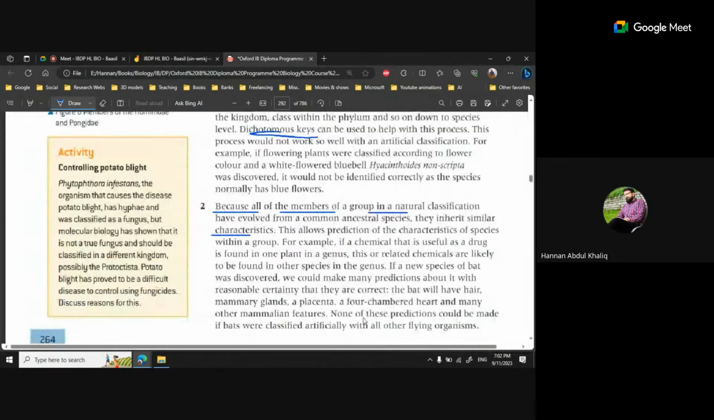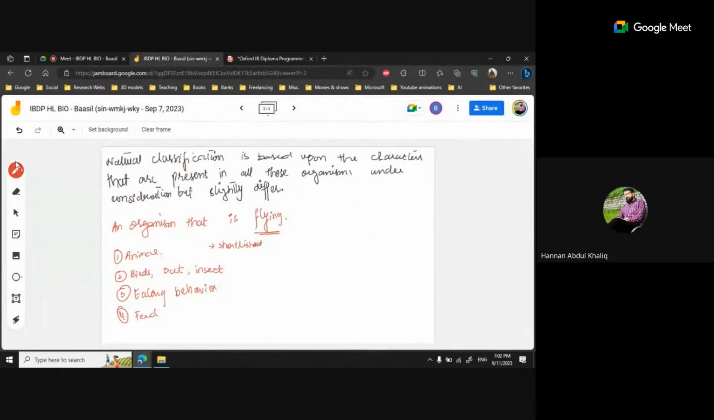They have given an example over here. For example, if a chemical that is used as a drug is found in one plant in a genus, this or related chemicals are likely to be found in other species in the genus. This is called inductive reasoning, in biology, in the scientific method, or even in philosophy. What is inductive reasoning? It is finding one character in a particular type, a particular individual, and applying it to the whole group.